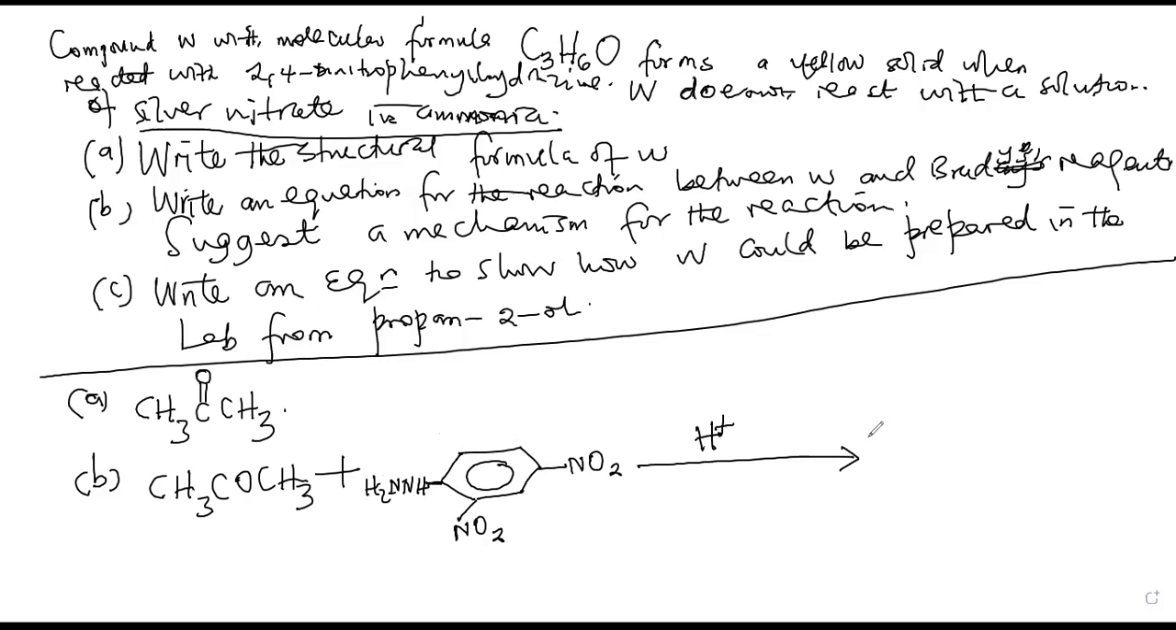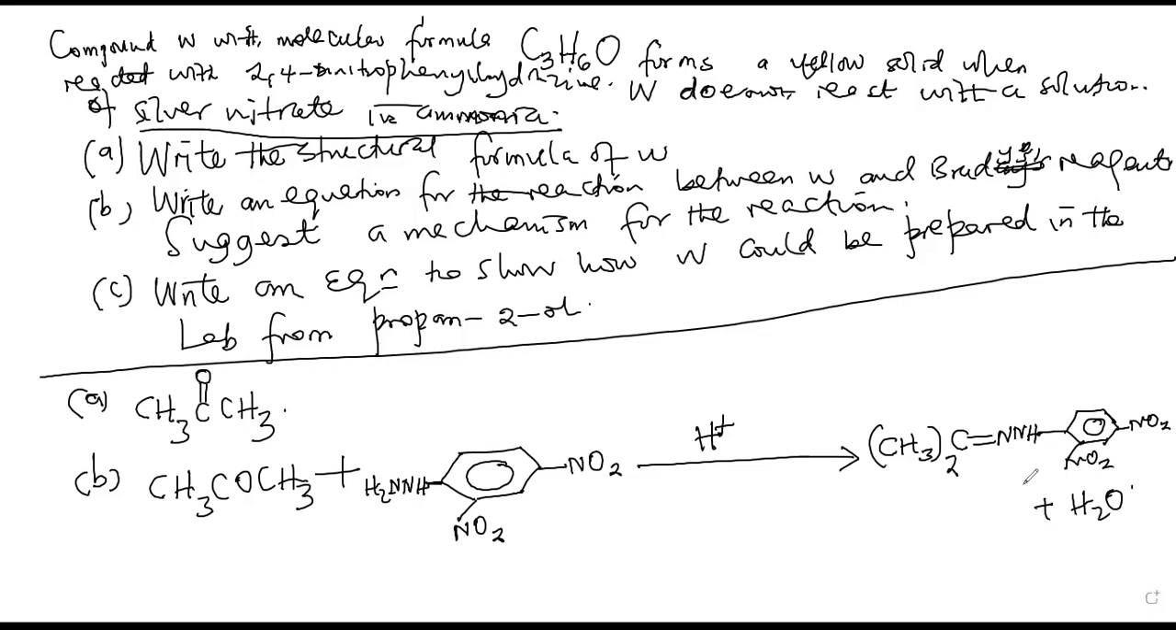The product one may not be sure, so you could first write the mechanism to be sure. But since I am very sure, it is CH3, 2, then C, N, NH, then NO2, NO2 plus water. We are going to outline this mechanism together very fast, and then we see how best we can move. All right.